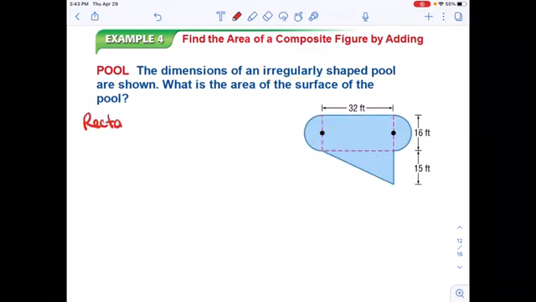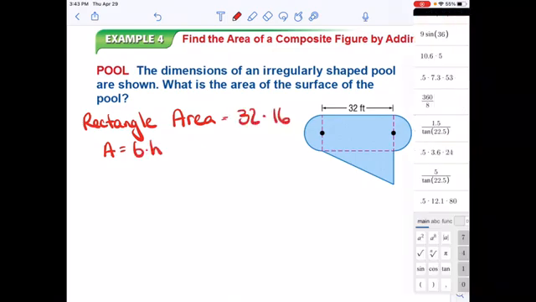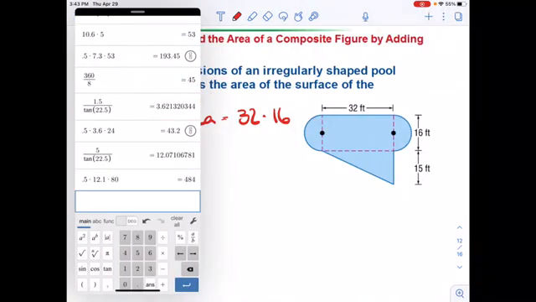So I'm going to say rectangle area. To help me remember, I'm going to say area is equal to base times height. So I take 32 times 16. Now, 32 times 16 is equal to 512.